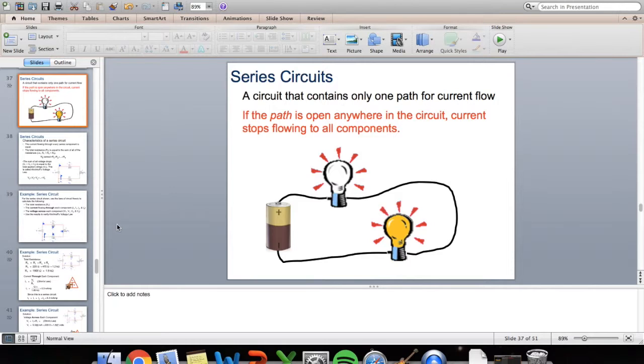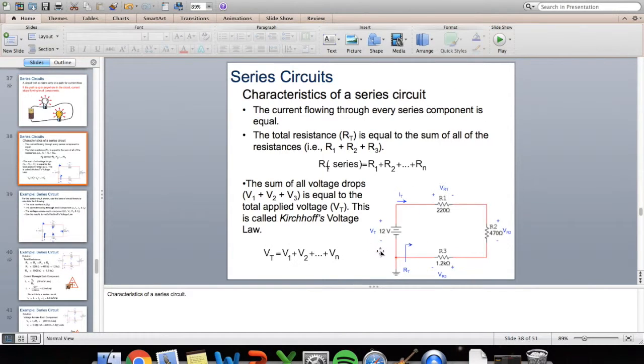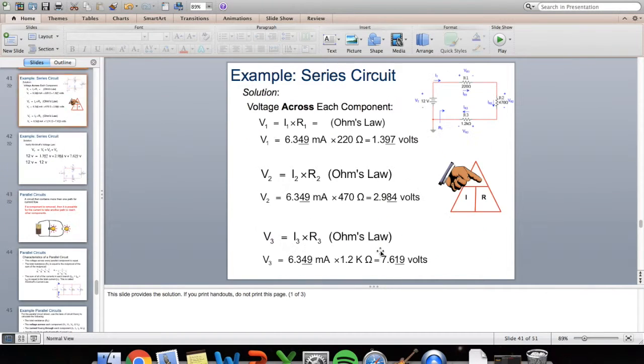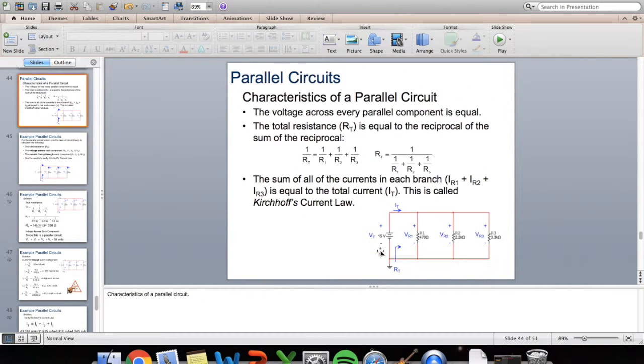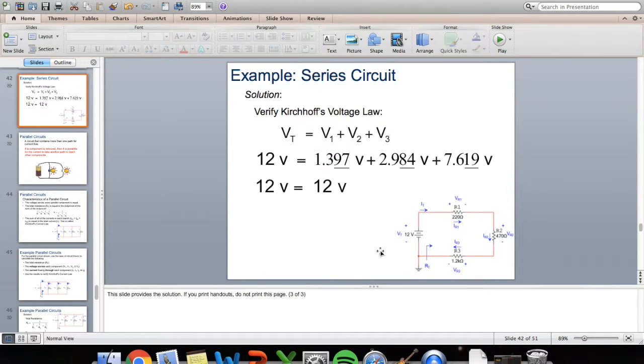Okay. So here's an example of a series circuit. Here's the Christmas tree light example. If this bulb burns out, this one's going off too. All right. Now the final example is resistance. Where are we? Series circuit, yes.